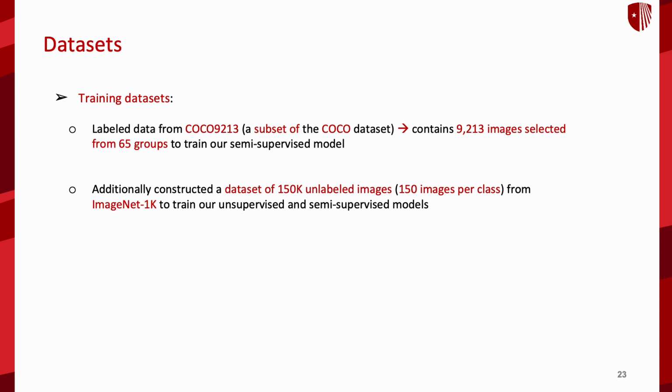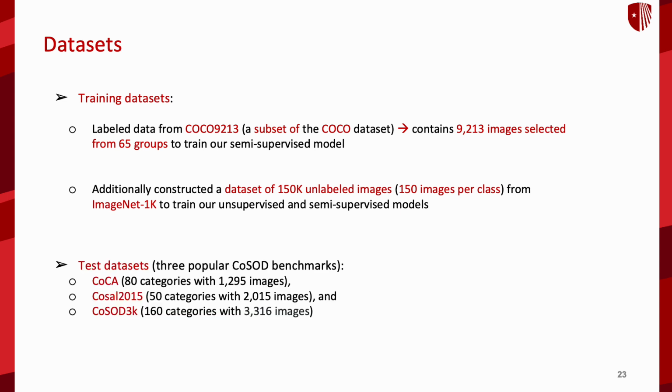For training, we use the COCO 9213 dataset and additionally constructed a dataset of 150K unlabeled images by selecting 150 images per class from the training subset of ImageNet 1K to train our models. We used three popular CoSOD benchmark datasets, COCA, CoSAL 2015, and CoSOD 3K for evaluating the performance of our models.